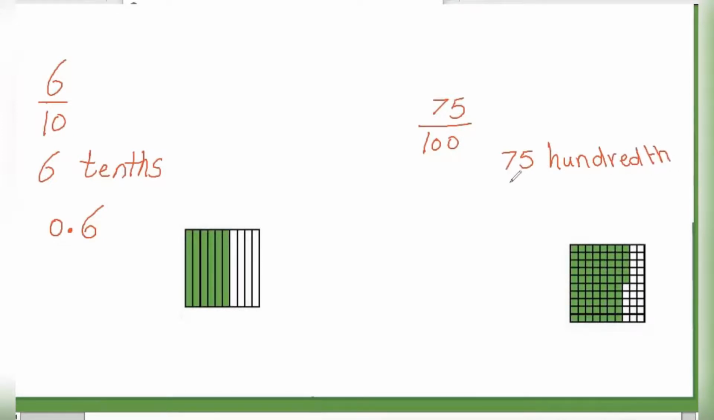How can I write 75 hundredths as a decimal? I will put the numerator as it is, 75, and here we have 100. How many zeros in 100? We have 2 zeros. So from the right, I will count 2 places, then I will put the decimal point. 1, 2. I will put the decimal point. After that, I will put 0. What does it mean? We have 0 in the whole part, and we have 7 tenths and 5 hundredths, or 75 hundredths.